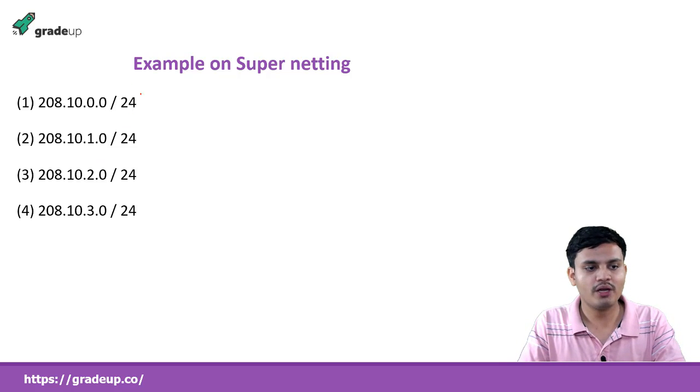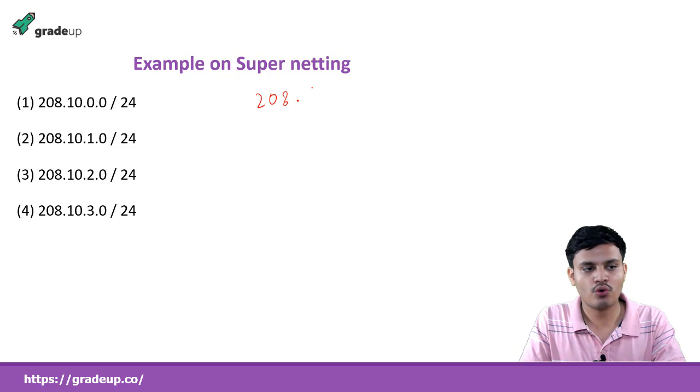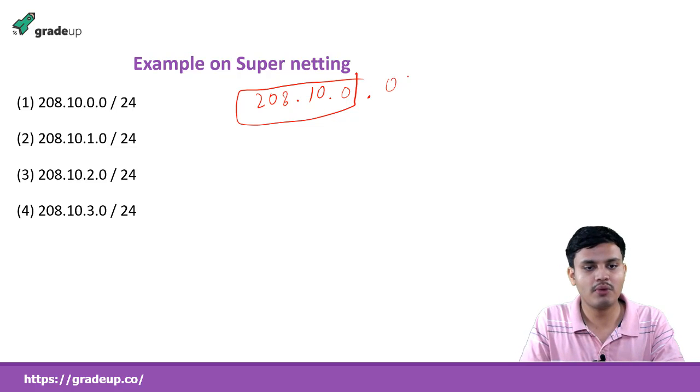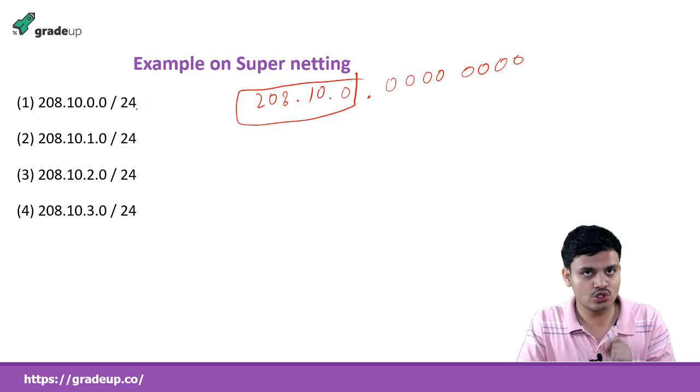So how many bits are written here? 24. That means how many bits are used for block ID? 24 bits. So these three octets are used for network ID, and the remaining 8 bits are used for host ID. Now the question is, can we make the supernet here? All should have the same size, it should be in power of 2, and they should be continuous.